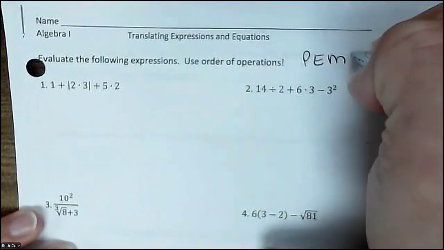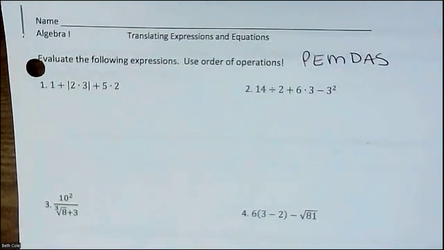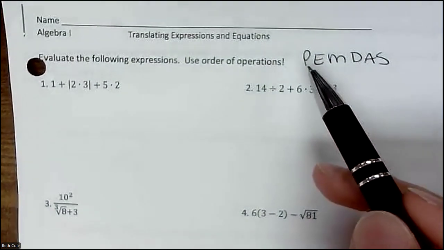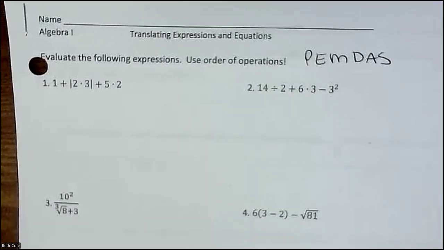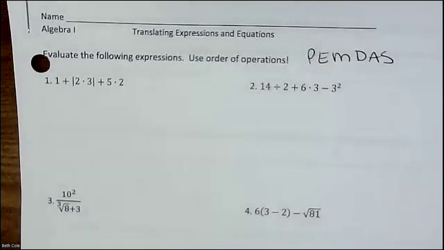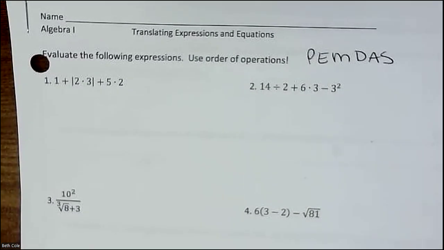Typically you see it as PEMDAS. That's not a word. It's just a thing to help you remember what order things go in. What does the P stand for? Parentheses. So anything in the parentheses first. E is exponent. That's the like capital 6. You know what I'm talking about?